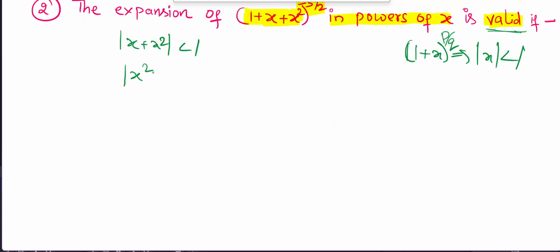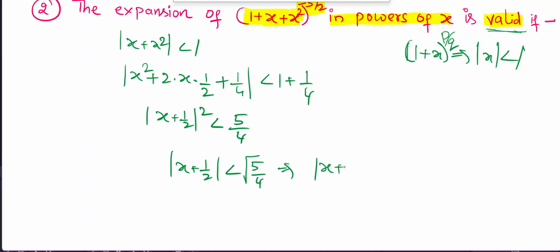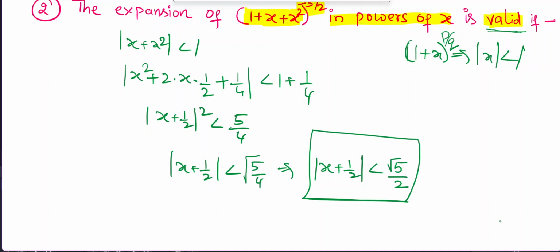This is |x^2 + x|, that is 2 into x into 1/2, multiplying and dividing by 2. This is in the form of (a + b)^2, that is a^2 + 2ab + b^2, where b^2 is 1/4. Add 1/4 on both sides. This is |(x + 1/2)^2| < 5/4. From this, |x + 1/2| < root of 5/4, so |x + 1/2| < root 5 by 2. For this, the given expansion is valid for this value: |x + 1/2| < root 5/2.